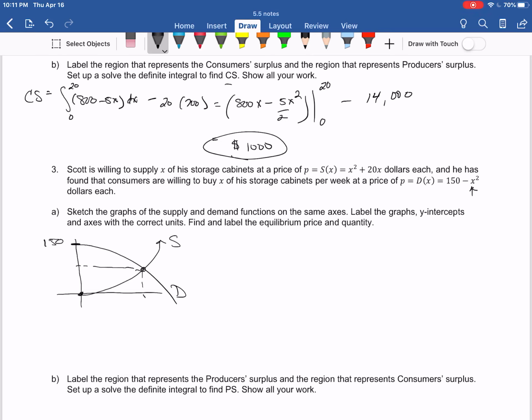So I'm going to set supply equal to demand: x squared plus 20x equals 150 minus x squared. Get everything onto one side so we can factor and solve for x. Now that it's equal to 0, start factoring. So divide everything out by that common factor of 2. Makes your numbers smaller, a little bit easier to work with, I think. And then try to factor. So find 2 factors of negative 75 that add up to 10.